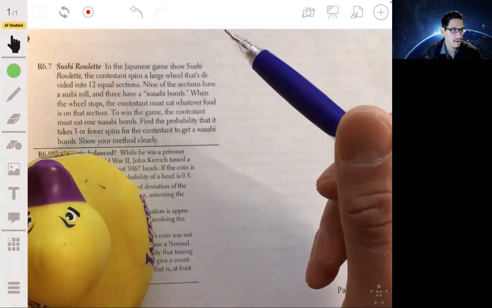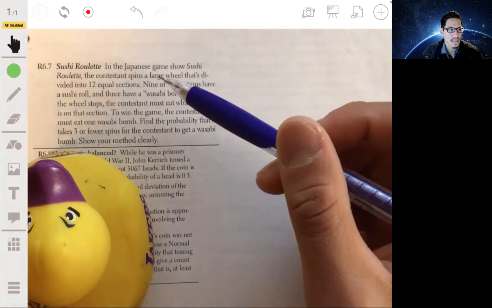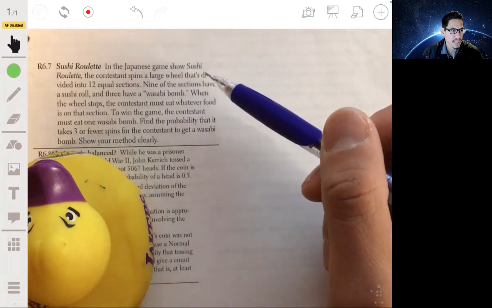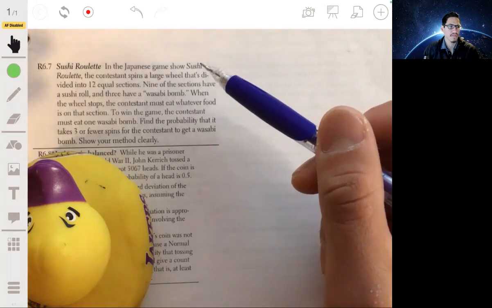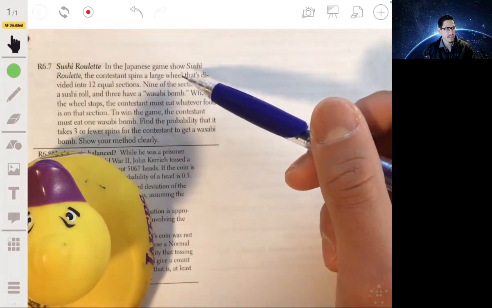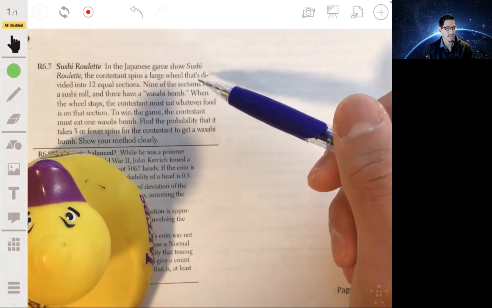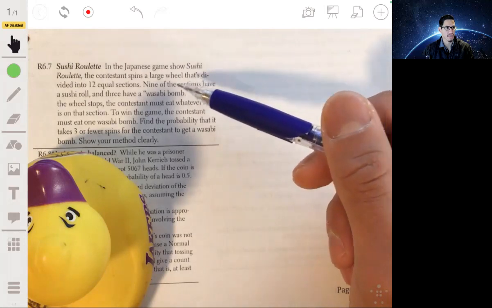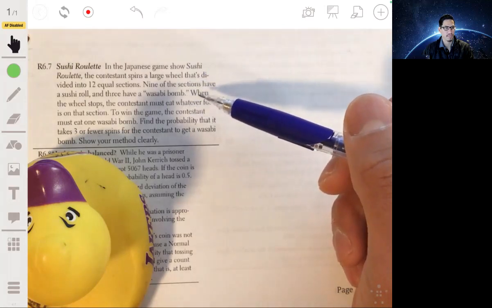Okay, so here we have a sushi roulette in the Japanese game show Sushi Roulette. I wonder if it's a real show. Well, it says the contestant spins a large wheel that's divided into 12 sections. 9 of the sections have a sushi roll and 3 have a wasabi bomb.